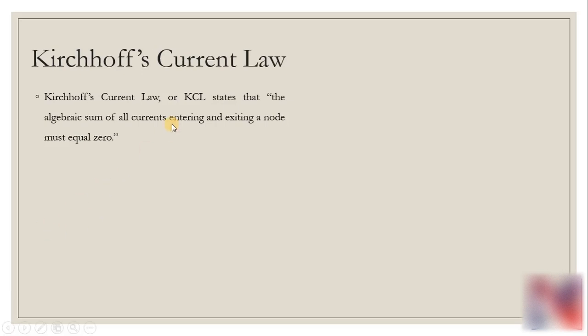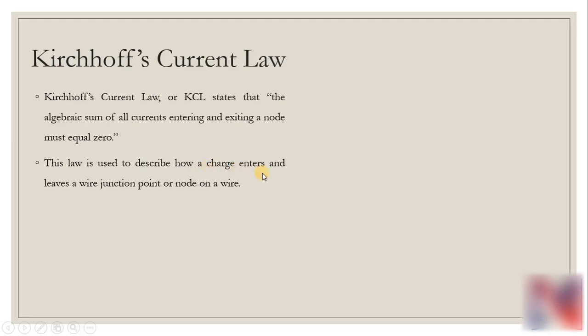Like that of KVL, Kirchhoff's voltage law, where we had summation of voltages within our loop to be 0. Similarly, here we have sum of currents within a node, that is current entering or leaving the node, equal to 0. This law is used to describe how a charge enters and leaves a wire junction point or node on a wire.